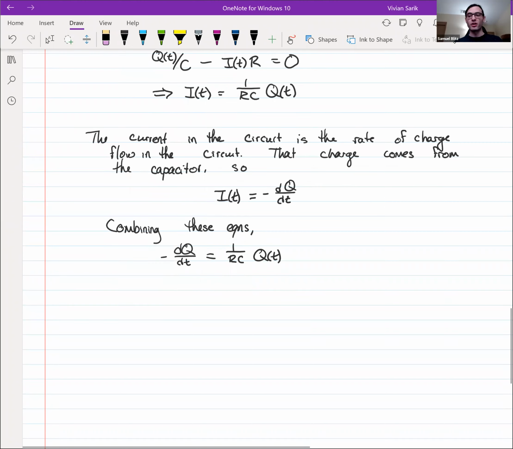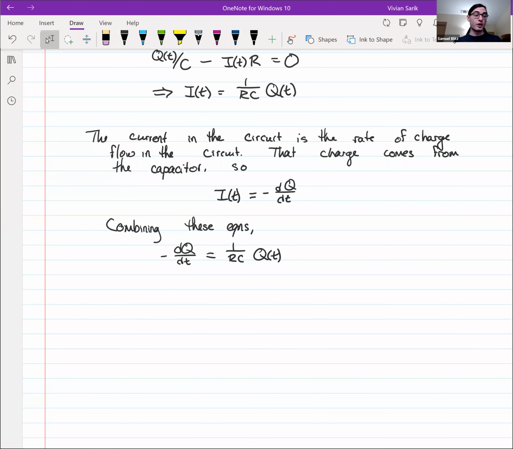And the easiest way to solve it is you just separate variables. So what we're going to do is we're going to separate variables. So this equation is equivalent to the equation dq over q, and the math department might hate me for this, is equal to minus 1 over RC times dt. All I did was I multiplied both sides by dt and divided both sides by q.